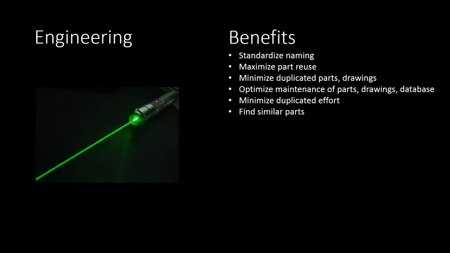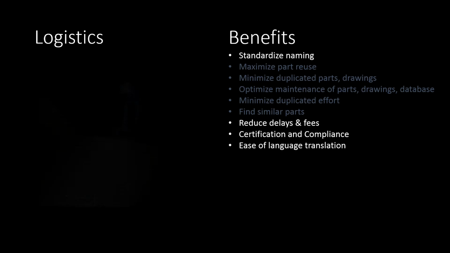But that brought a lot of other benefits right along with it, which was maximizing part reuse and minimizing duplicates. One of the most frustrating things in engineering is putting time and effort into designing something just to figure out that we already have it or already make it. When we minimize our duplication, it optimizes our maintenance of our parts and drawings. It minimizes duplicated effort within the organization, and also it allows us to find similar parts, which is a really interesting thing as designs evolve, or where you can standardize different designs across products.